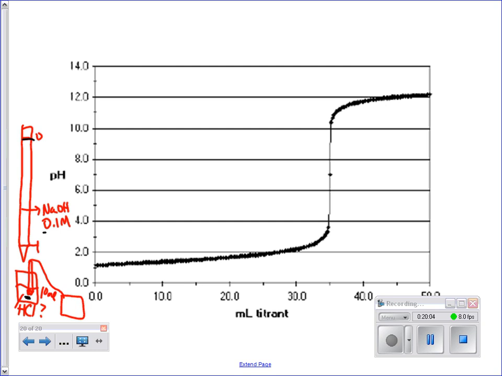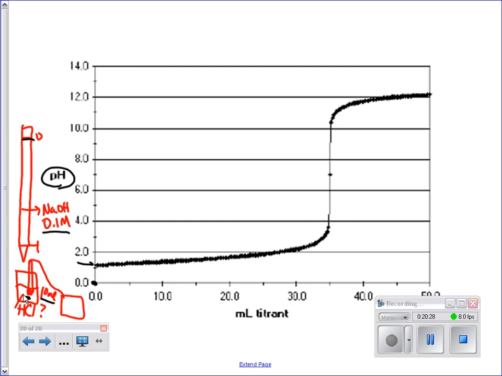Again, we know the concentration of this. We don't know the concentration of HCl, but we know how much you put in there. So you're going to start. And this is a measurement of pH. And right now the pH sensor at 0 mL of sodium hydroxide added is sitting in acid. It's a pH of 1. Does it make sense that an acid has a pH of 1? Yes. It's a really low pH.